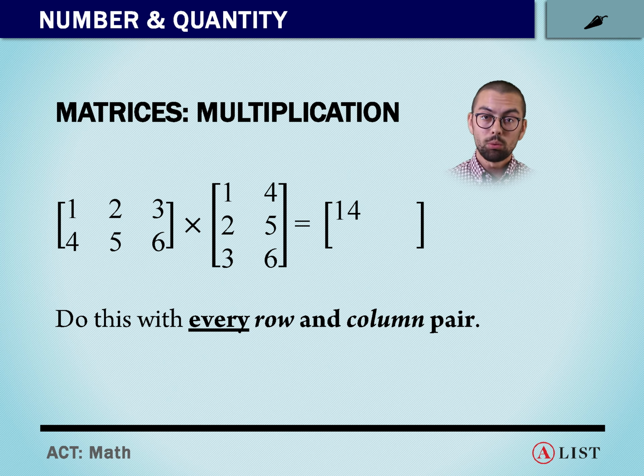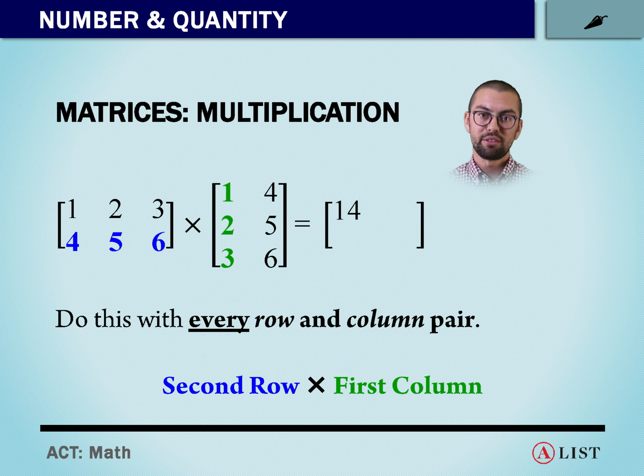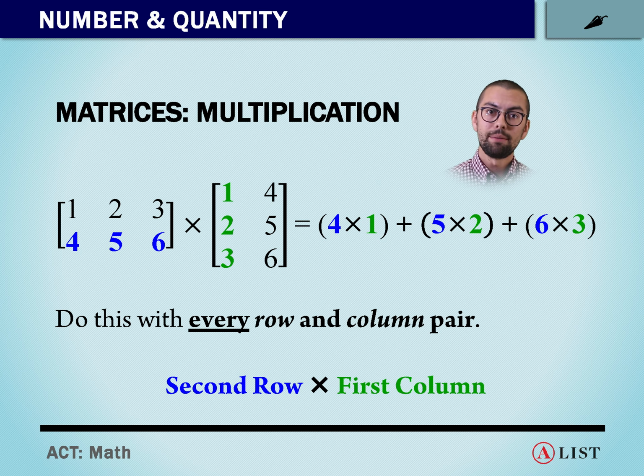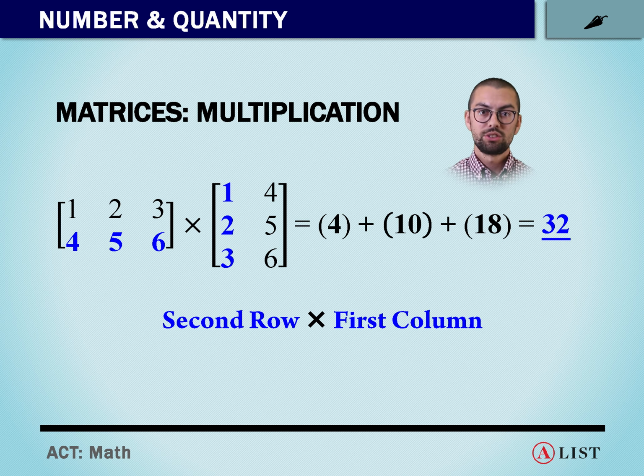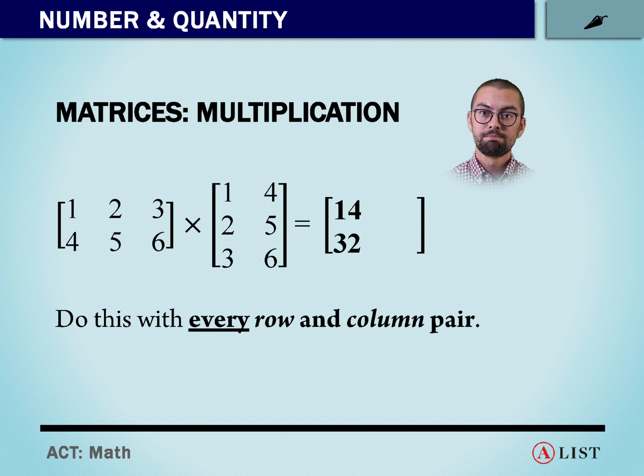Then we'll continue. We'll take the second row times the first column. In that case, again, we'll multiply corresponding entries. Here we've got 4 times 1 plus 5 times 2 plus 6 times 3. So we add together 4, 10, and 18 and get 32. So again, the second row and first column will give us second row, first column. And we continue. We're halfway done.